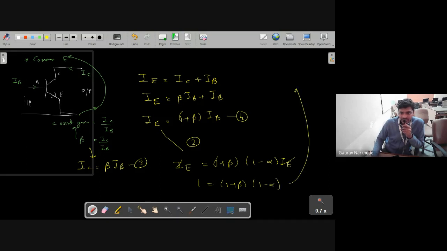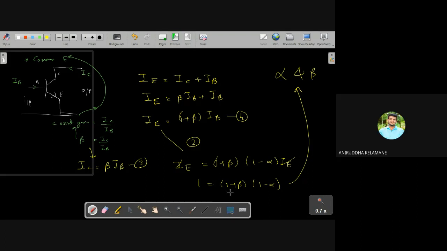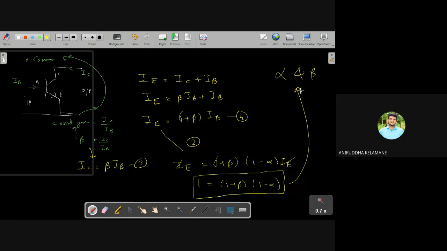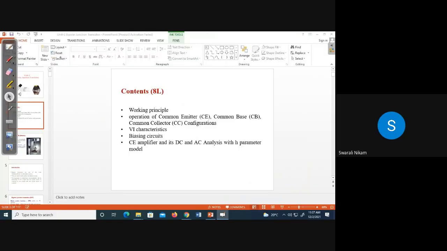So find the relation between alpha and beta. Alpha and beta में क्या relation होगा? Find out alpha in terms of beta, beta in terms of alpha. चलेगा? Yes, sir. Beta is equal to 1 by 1 minus alpha. So this is your homework, okay? ये हमारा equation है. हम कल यहाँ से चालू करेंगे. चलेगा? Okay sir. Yes sir.